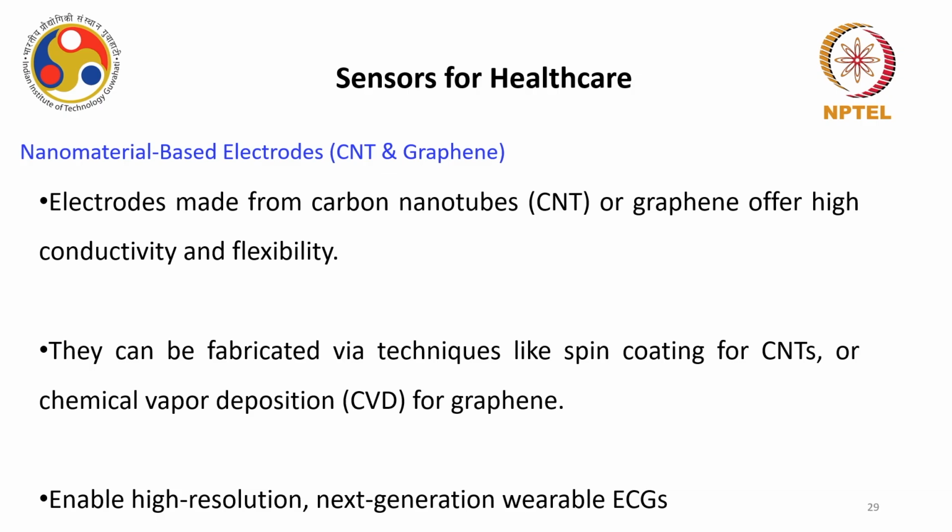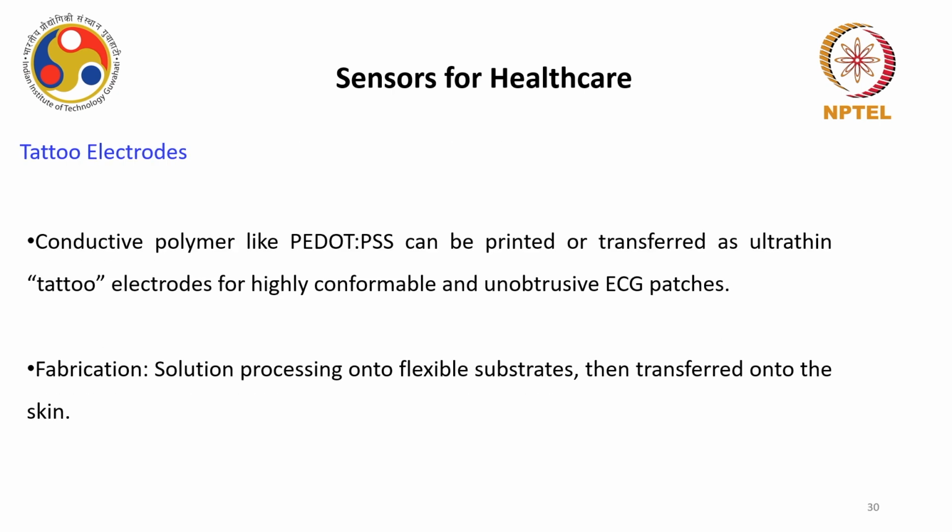Then we have nanomaterial based electrodes, and the nanomaterials which are most popular for this kind of measurement are carbon nanotubes and graphene. Electrodes are made from carbon nanotubes or graphene, and they offer very high conductivity, and at the same time a good amount of flexibility is also provided. They can be fabricated by techniques like simple spin coating or chemical vapor deposition, or even chemical bath deposition, which is CBD. They enable high resolution in next generation wearable devices.